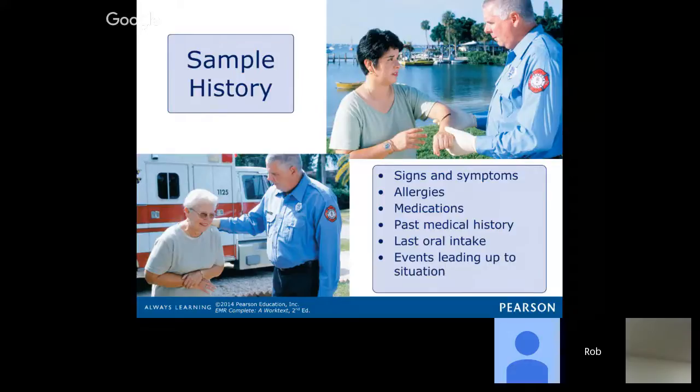So it's important to get events leading up to the situation, because it can give you a picture of what's going on. Is he having chest pain because he just helped with the fight, or is he having chest pain because he's having a cardiac event? Or is he having chest pain because he ate 46 tacos, right?